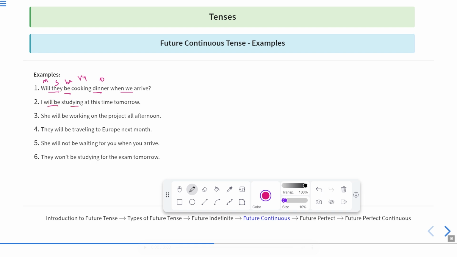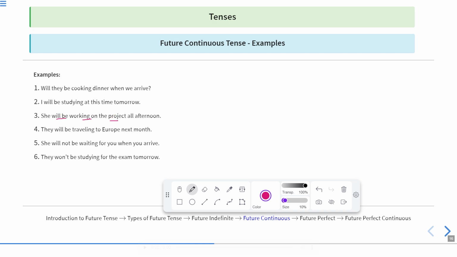Okay, I will be studying at this time tomorrow. So I'm just imagining what I will be doing at this point of time of speaking tomorrow. Okay, suppose today, right now it is 5 p.m. and at this point of time, I'm talking about 5 p.m. tomorrow. Okay, so today is Monday and tomorrow will be Tuesday. So I'm planning something, or I'm thinking about the work which I will be doing at 5 p.m. tomorrow, or on Tuesday.